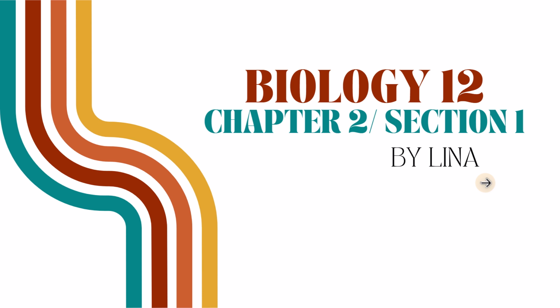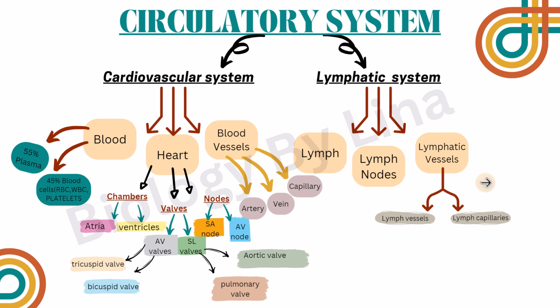In this video, I will talk about chapter 2, section 1. In this section, we will explain the circulatory system. The circulatory system is the system that circulates substances and nutrients throughout your body by two fluids, which are the lymph and the blood.